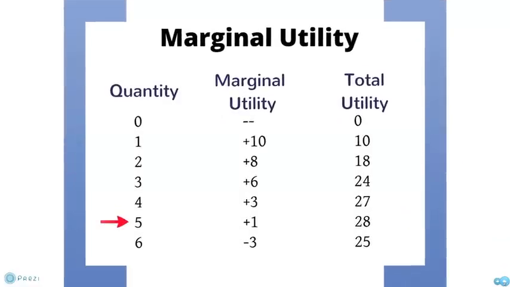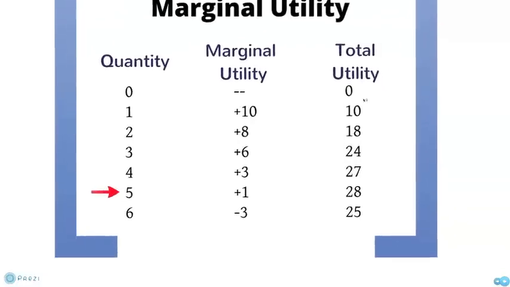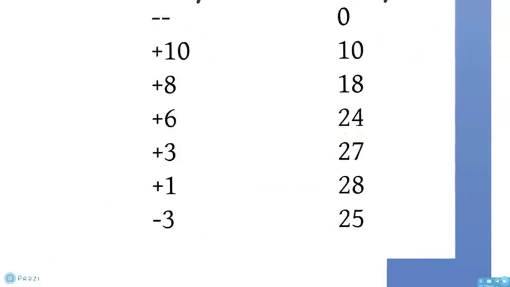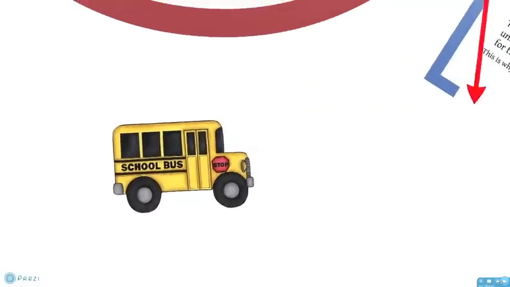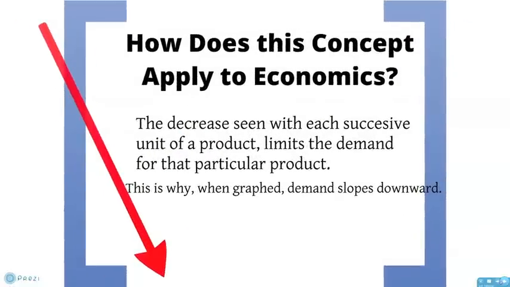Here on the left, we have the quantity of Coke consumed. In the next column is the amount of utility each Coke added to my total utility, shown on the right. Optimum utility, or satisfaction, is reached right before my marginal utility drops below 0. Okay, now that you're hopefully on board with me here, how does this apply to economics?